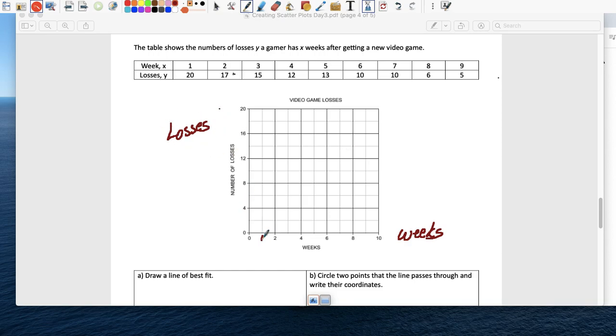So I'm going to add the 1, 3, 5, 7, 9. In week 1, he had 20 losses. In week 2, he had 17. In week 3, he had 15. In week 4, he had 12. In week 5, he had 13 losses. In week 6, he had 10 losses, which is just here. In week 7, he also had 10 losses. In week 8, he had 6 losses, so he improved quite a bit. In week 9, he had 5 losses right here. Draw a line of best fit.